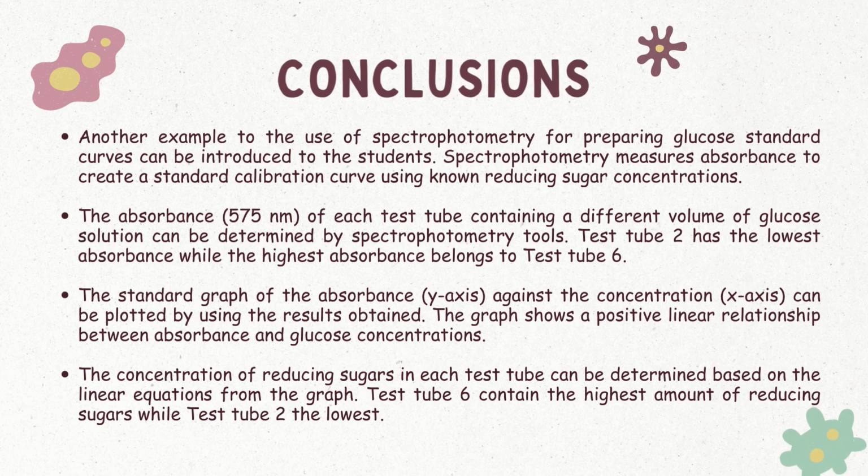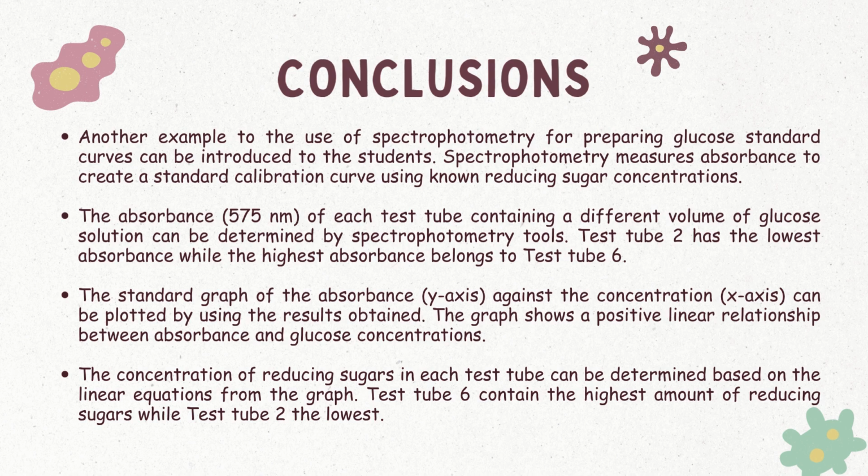In conclusion, the experiment was successfully done and all the objectives were successfully achieved. Another example of the use of spectrophotometry for preparing a glucose standard curve can be introduced to the student. Spectrophotometry measures absorbance to create a standard calibration curve using non-reducing sugar concentration. After that, the absorbance of each test tube containing a different volume of glucose solution can be determined by spectrophotometry tools. Test tube 2 has the lowest absorbance while the highest absorbance belongs to test tube 6.